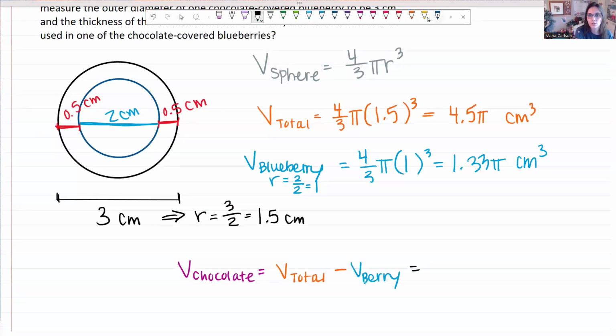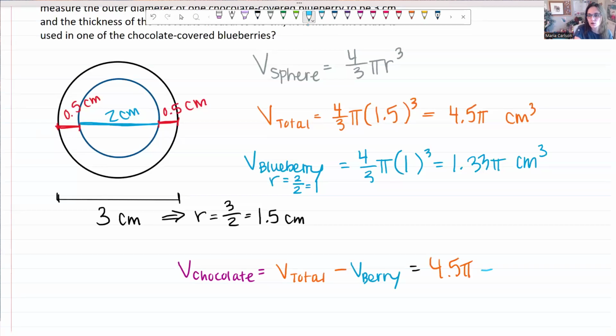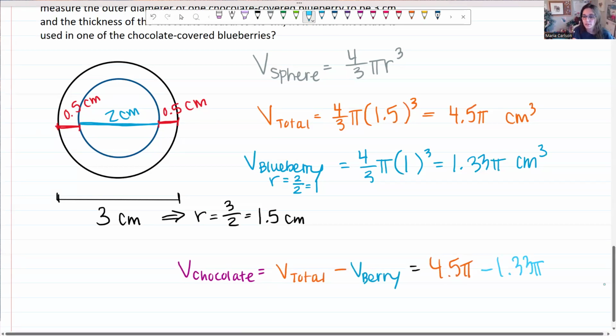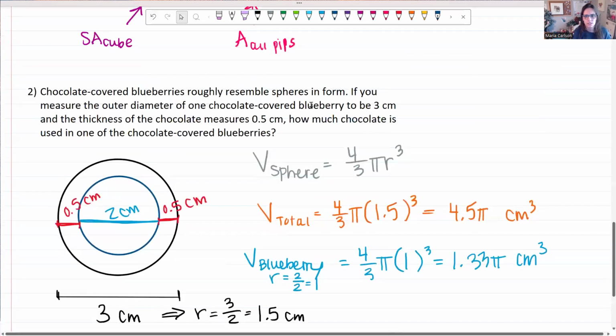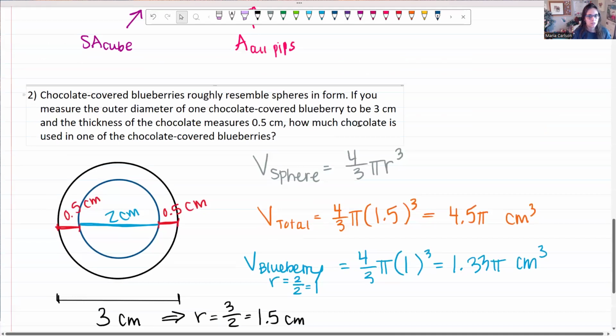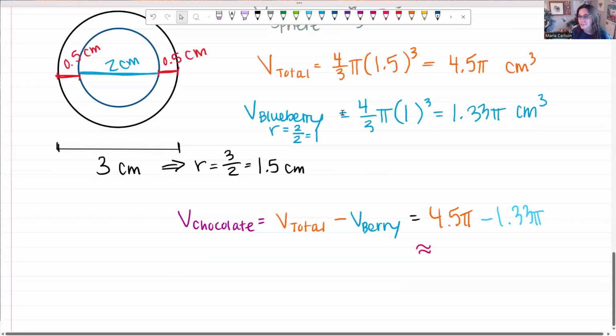So what do you get when you subtract 4.5 pi minus 1.33 pi? And now is probably the time to switch over to a calculator if you would like. And when you approximate this, were we asked to round? This one, I absolutely did have it originally, and then it got cut off. We're going to round to the nearest hundredth.